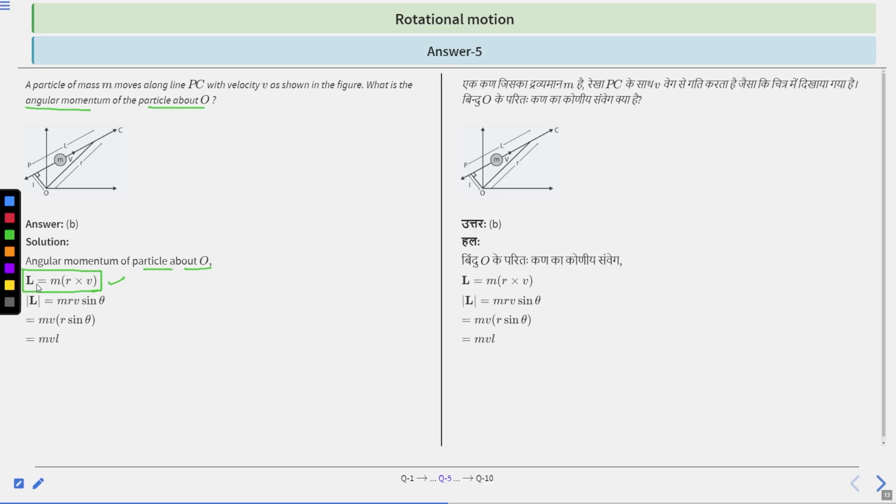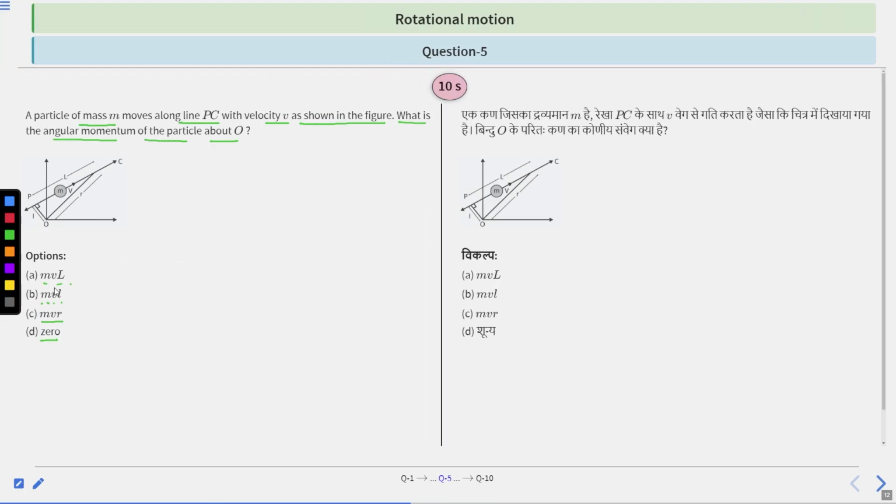So the magnitude of angular momentum is equal to mrv sin theta. So mv times r sin theta, where r sin theta is L. Clear? So the correct answer is B. B is the correct answer. Next question.